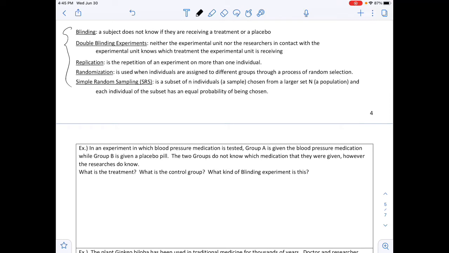And then we also have a simple random sample, and we actually abbreviate this, as you're going to see this quite often, as SRS. And this is a subset of N individuals, a sample chosen from a larger set, capital N, which is our population, and each individual of the subset has equal probability of being chosen.